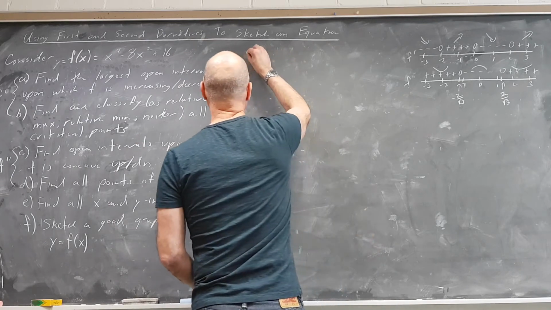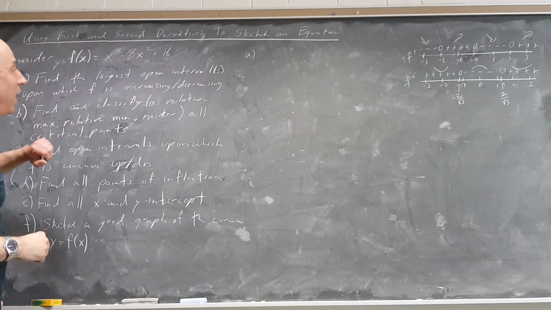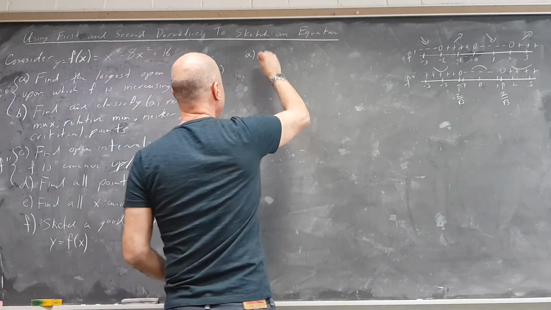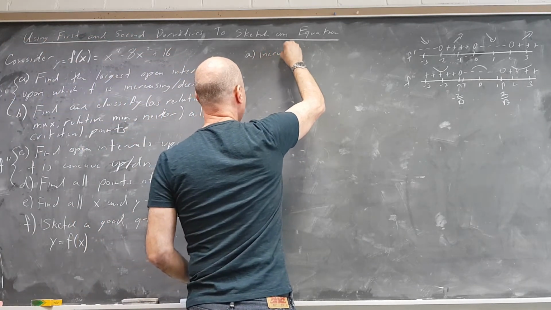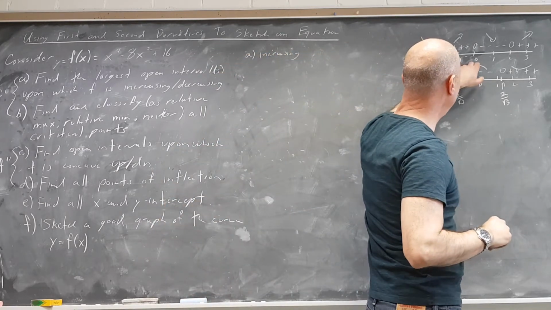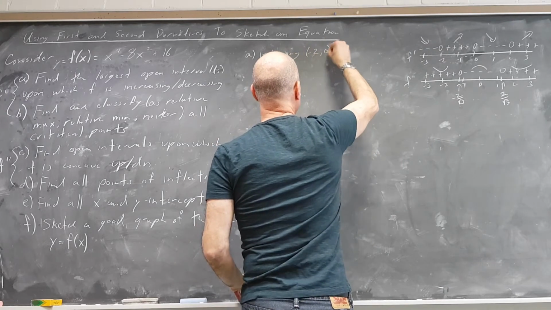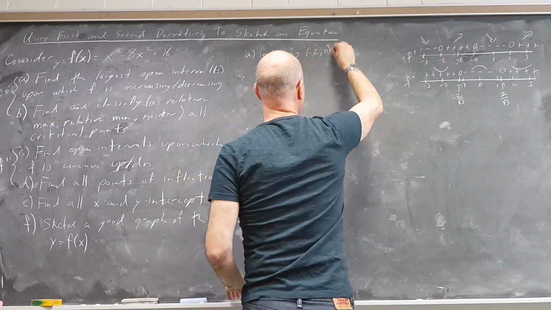So the answer to A. Find the largest open intervals upon which f is increasing and decreasing. Well, it's definitely increasing where we see the up arrows here from -2 to 0 and then to the right of 2. I said open intervals right in the problem, so I'll use open intervals.